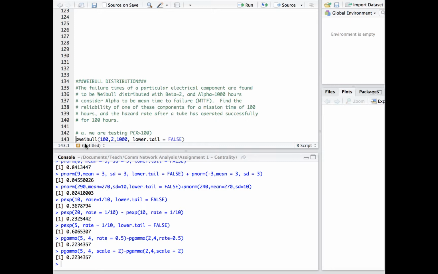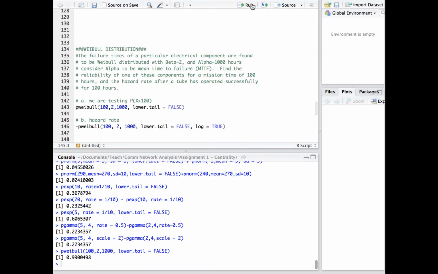So we're going to test pweibull, that the probability that it's greater than 100 hours, because I'm using lower.tail equals FALSE, and then our beta parameter is 2, and our alpha parameter is 1,000. Now I know it's a little unusual in R that we're going to use beta first and then alpha, but I didn't write the code, I'm sorry. So beta is 2, alpha is 1,000 as the parameters of your distribution, and when you run that, you get a high likelihood that it's going to run more than 100 hours.